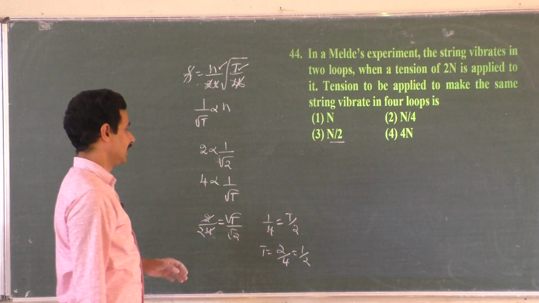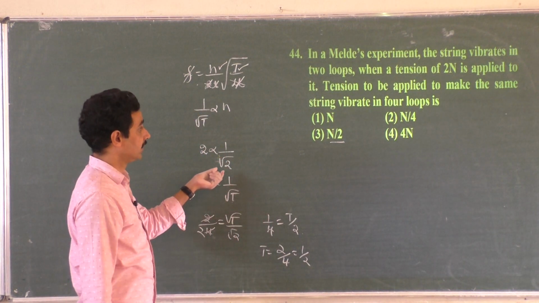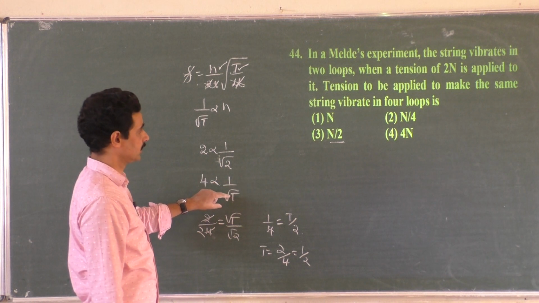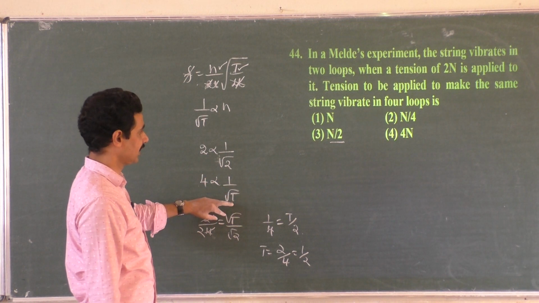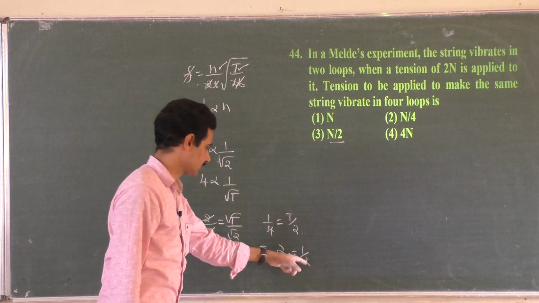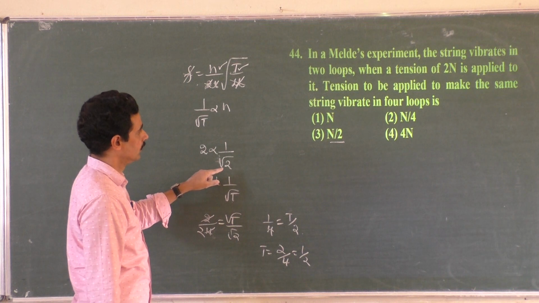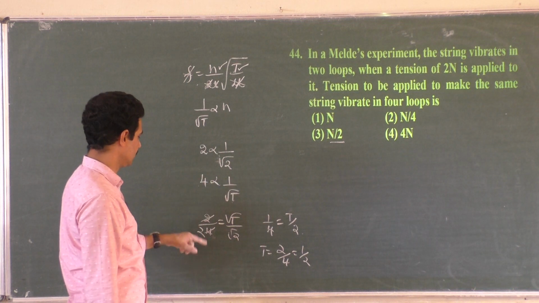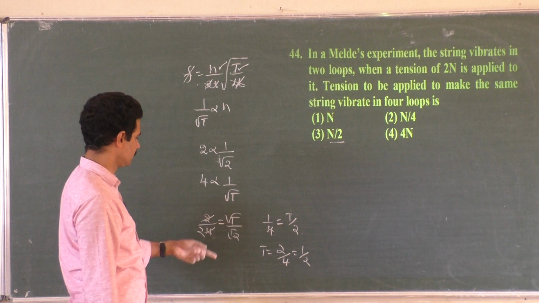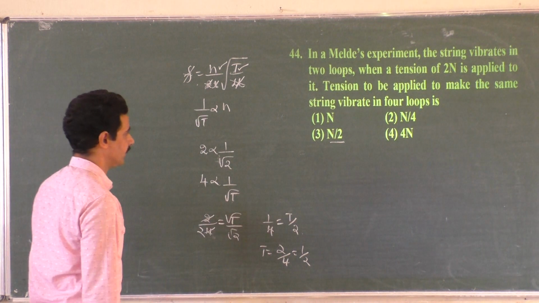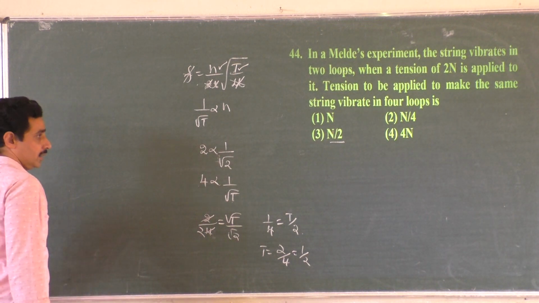1 Newton by 2. Yeah, only the thing is, when you have 4 loops, the number of loops is inversely proportional to the square root of tension. 4 loops means tension has to be decreased by half, am I right? 2 loops, root of 2, and 4 loops, root T: 2 by 4, 1 by root 2, root T, 1 by 2, 1 by 4 squared, T by 2, yes, half, N by 2.